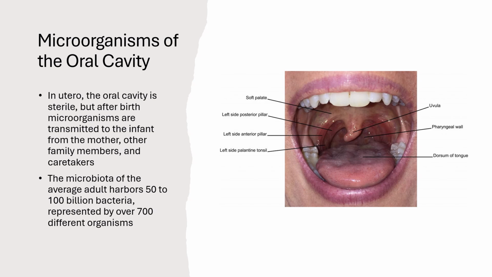Now, believe it or not, when we are born, there are no microorganisms in the mouth. The oral cavity is sterile. But right after birth, microorganisms are transmitted into the infant's mouth through the mother, family members, caretakers, and the environment. It has been estimated that the oral cavity has over 700 different types of microorganisms in it. And a lot of these bacteria are really important because they allow digestion to occur in the mouth.